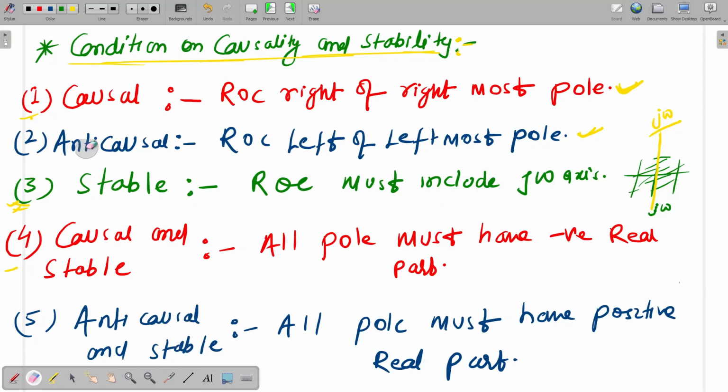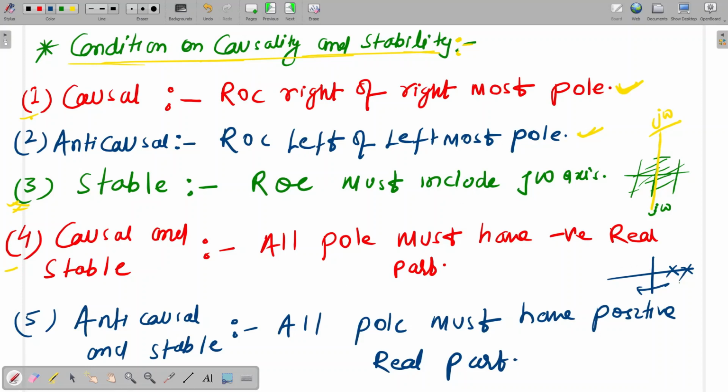And anti-causal and stable means all poles must have a positive real part. So if all poles have a positive real part, then the ROC is to the left of the leftmost pole, and automatically it will include the j omega axis. So it will be anti-causal and stable.